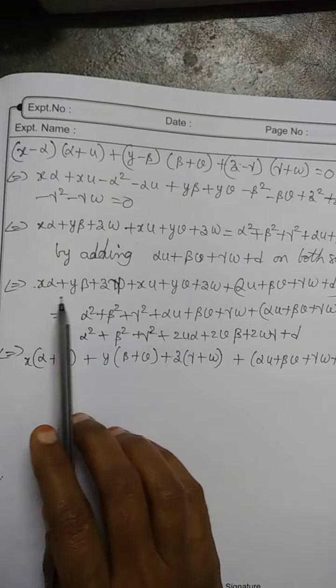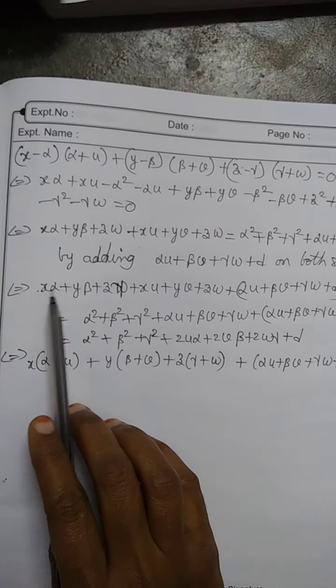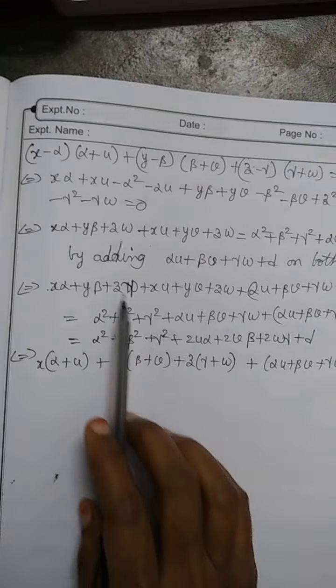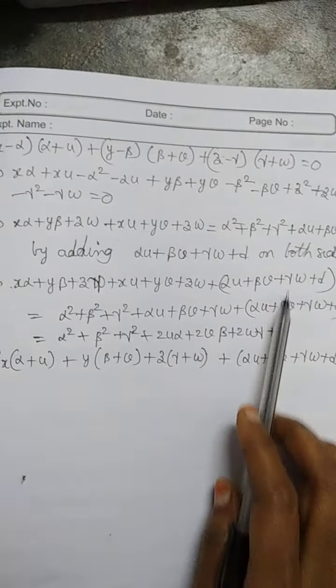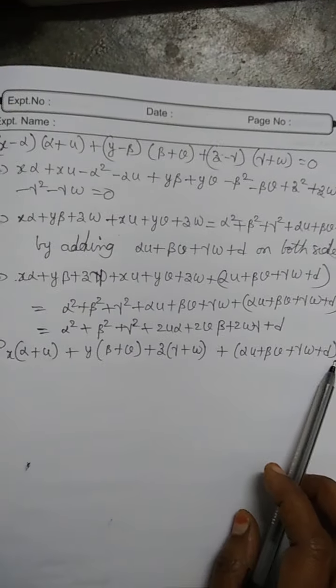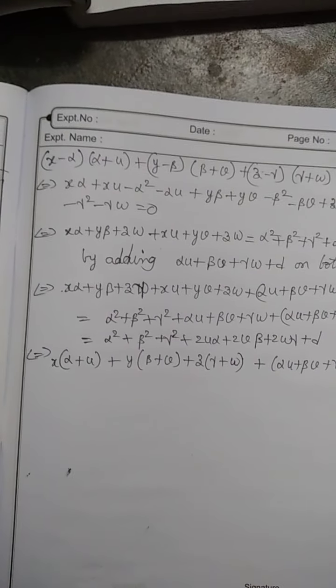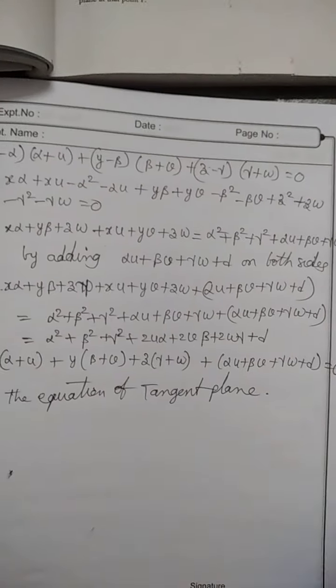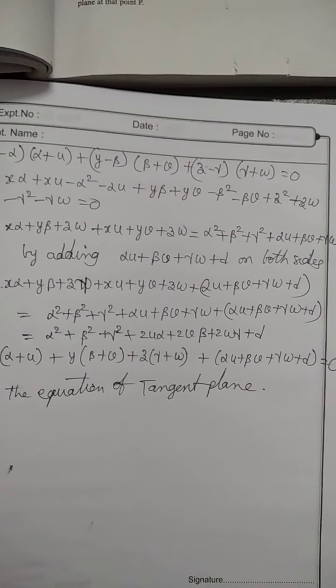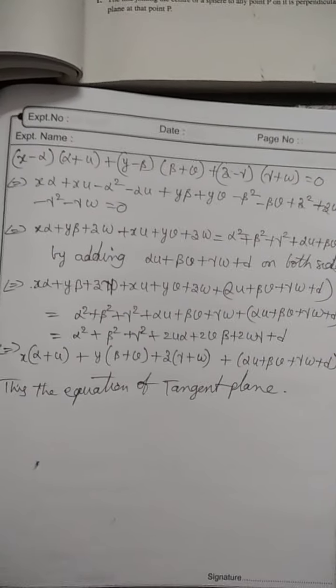So in these terms we take common: x into (alpha plus u) plus y into (beta plus v) plus z into (gamma plus w) plus alpha u plus beta v plus gamma w plus d equal to 0. This is the equation of the tangent plane to the given sphere at the point P(alpha, beta, gamma). Okay, understood? Thank you.